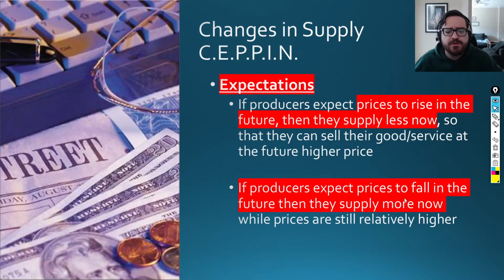If they think the price is going to fall in the future, they'd supply more right now. If they know the price of their good is going to go down in the future, they want to try and clear it out right now. That's why businesses put things on sale before they go to clearance, right? They're trying to get rid of it before anything else happens.